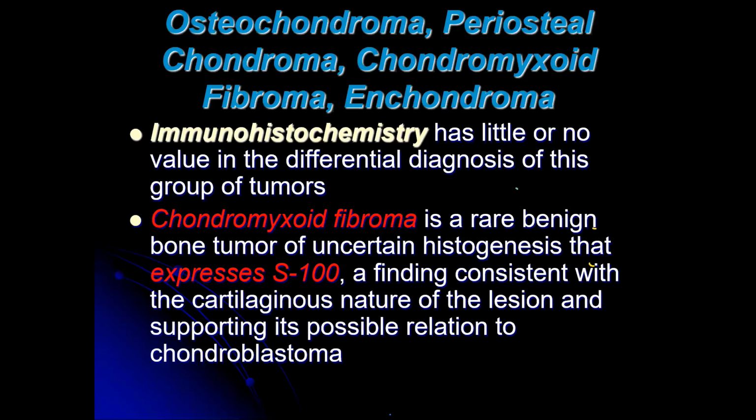So you have to know that for osteochondroma, periosteochondroma, chondromyxoid fibroma, and enchondroma, immunohistochemistry has little or no value in the differential diagnosis of this group of tumors. Chondromyxoid fibroma is a rare benign bone tumor of uncertain histogenesis that expresses S100, a finding consistent with the cartilaginous nature of the lesion and supporting its possible relation to chondroblastoma.